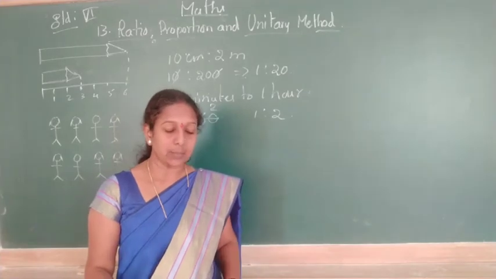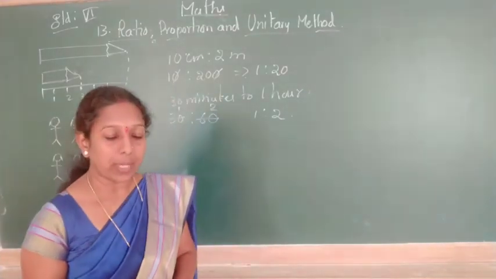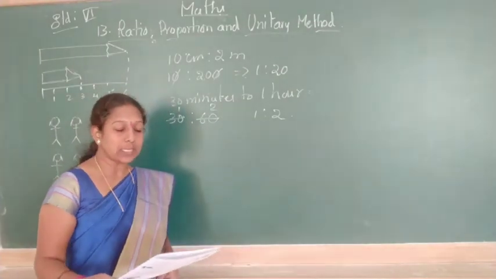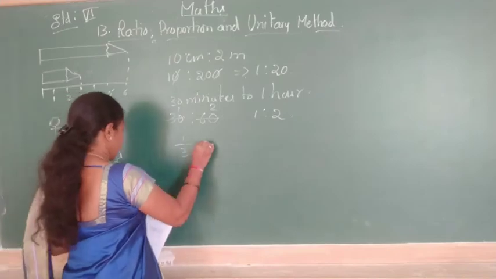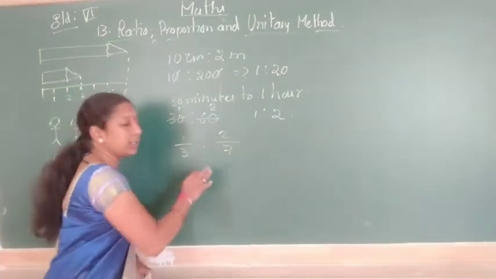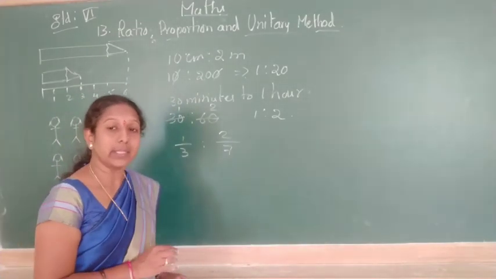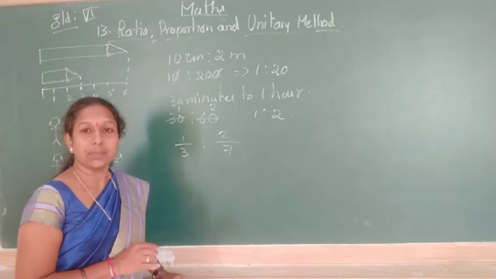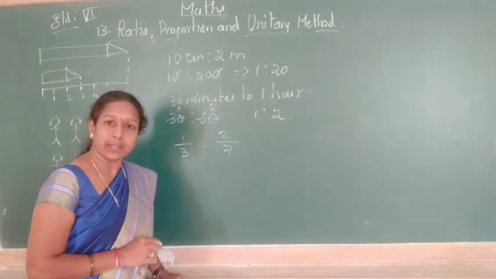Now let us come to the next question, that is the fourth one. Write 1 by 3 is to 2 by 7 as a ratio of integers. Here they have given 1 by 3 is to 2 by 7. You can see both are in fraction form, but we have to write this answer in integers. Integer means we have to write it as a whole number. So how can we write it?